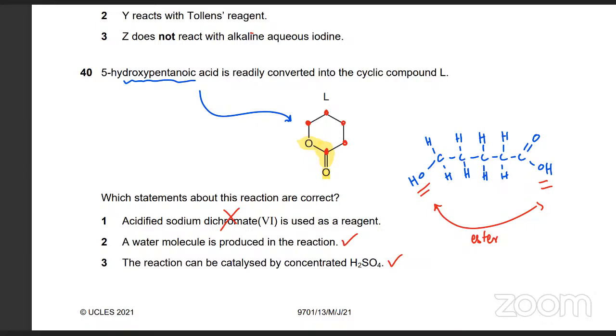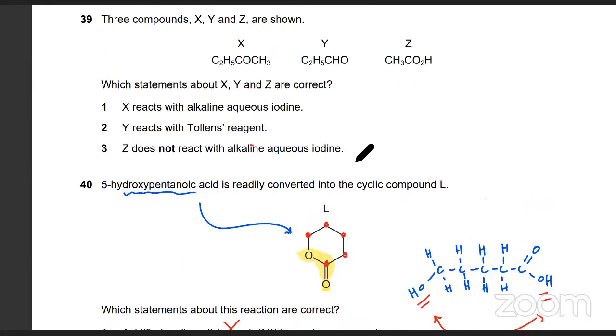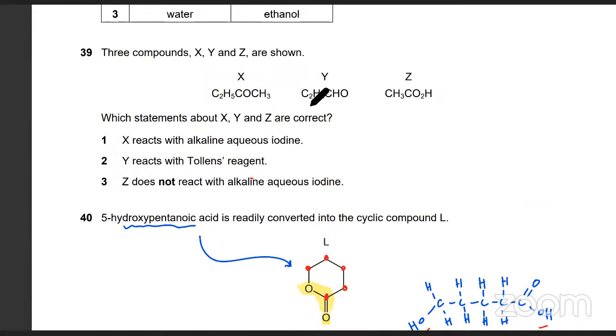Next, there are 3 molecules. Which statements about X, Y, and Z are correct? The first one over here is a ketone. That's 2 carbons on one side, then a double bond O, and then a CH3, a carbon on the right. This one has 2 carbons on the left side, then a carbon with a double bond. You have an aldehyde. And the last one is a carboxylic acid.